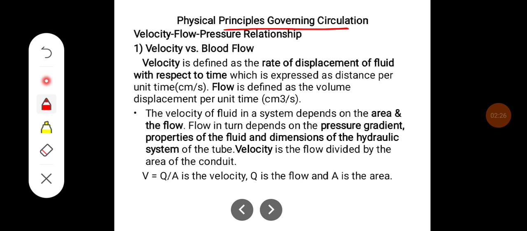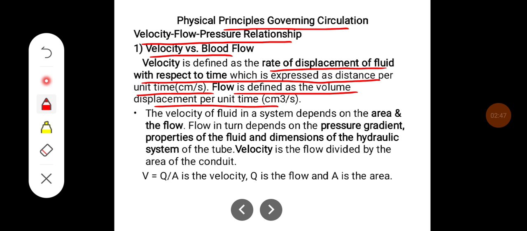Physical principles governing circulation: the velocity, flow, pressure relationship. The relation between velocity and the blood flow. Velocity is defined as the rate of displacement of fluid with respect to the time, which is expressed as a distance per unit time, that is centimeters per second. Flow is defined as the volume of displacement per unit time.